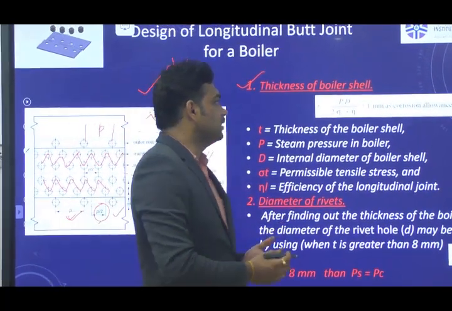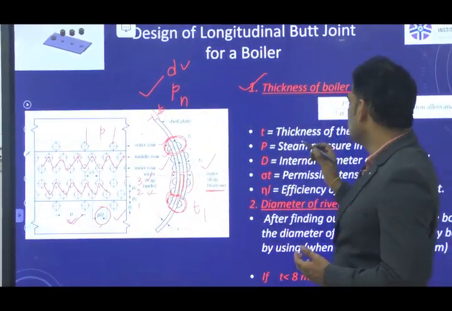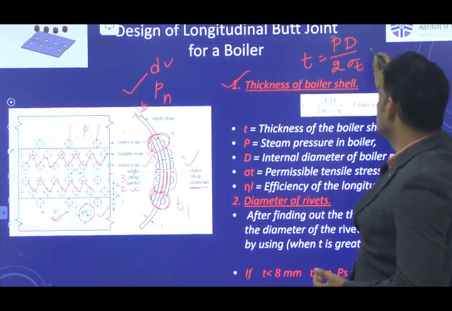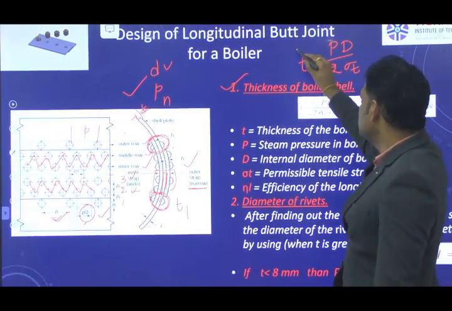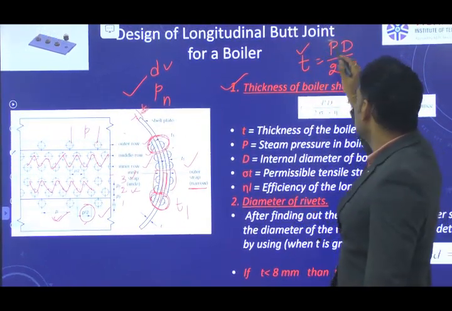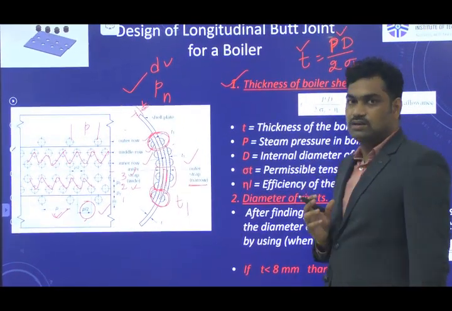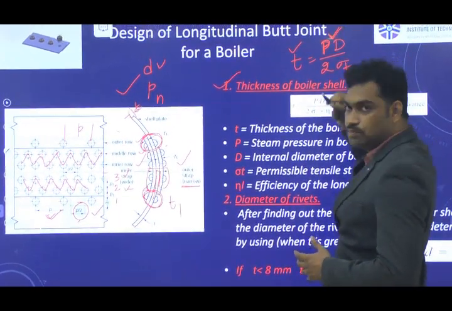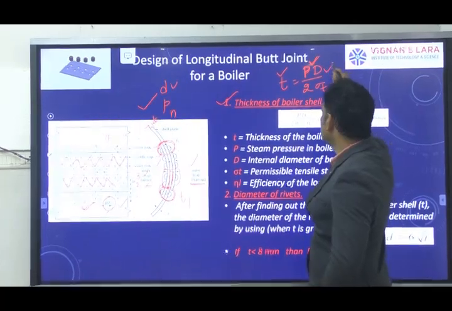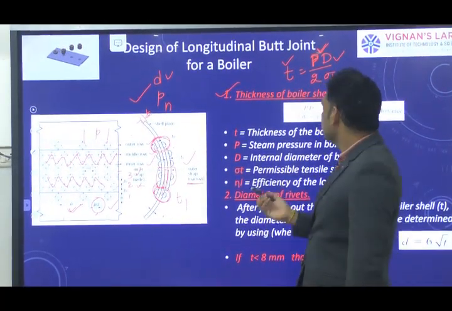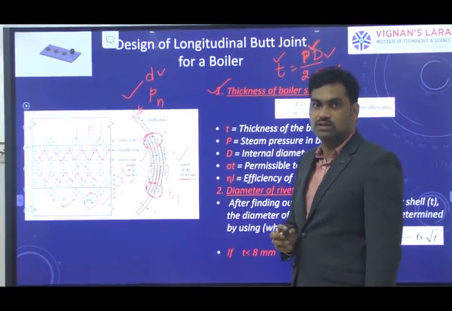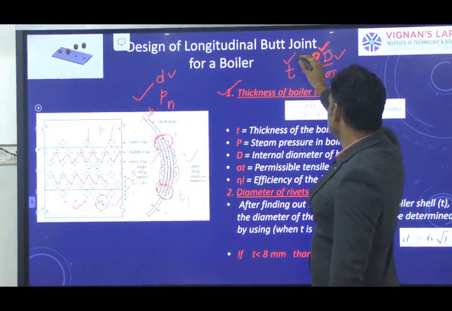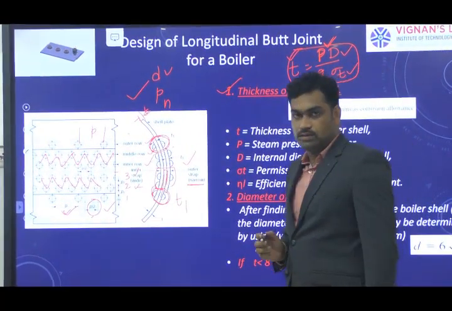The thickness of the boiler can be found by using the thin cylinder formula, which is given by t equal to PD by 2 sigma t. This is the basic equation. Where t is the thickness of sheet required, capital P is the pressure inside the boiler in Newton per mm square, capital D is the diameter of the boiler or cylinder, and sigma t is the permissible tensile strength of the sheet or boiler material. Clear? This is the basic equation for the thin cylinder formula.